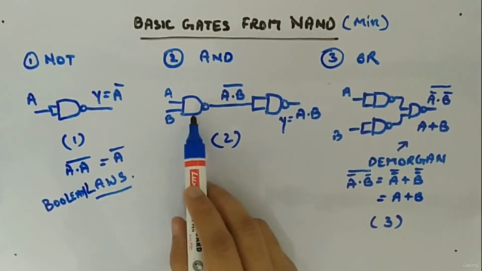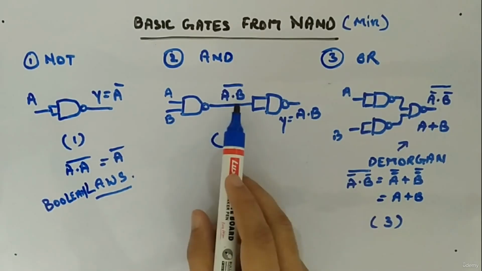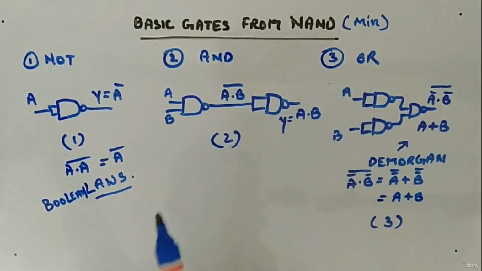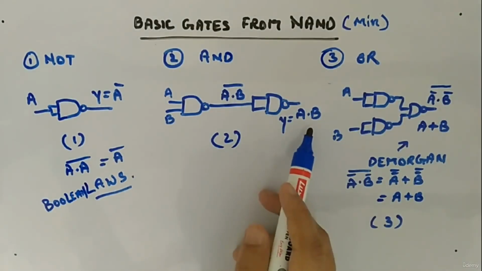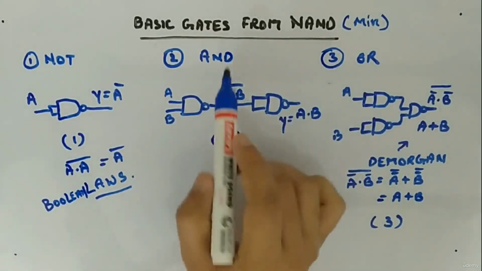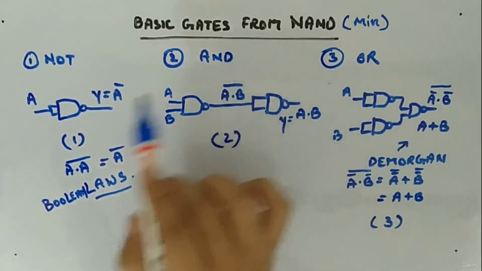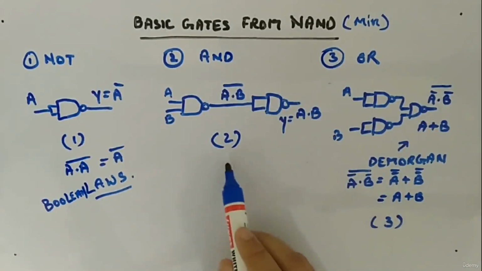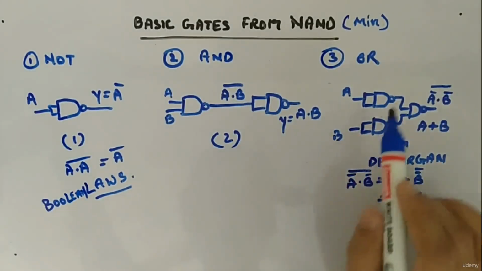here a and b are given to this NAND gate, so the output will be a dot b bar. What we want is a dot b, so just connect this NOT gate here, and what you get is a dot b. So we are only using NAND gates to implement this functionality. Here it requires two NAND gates.